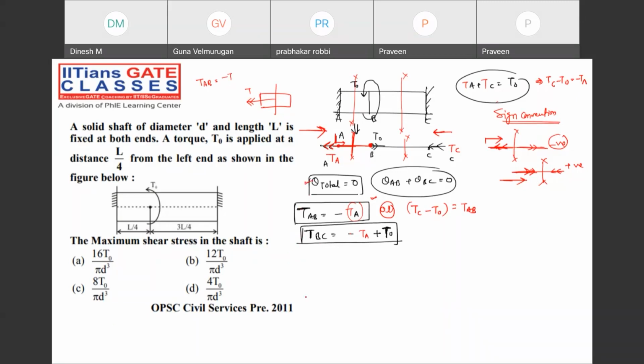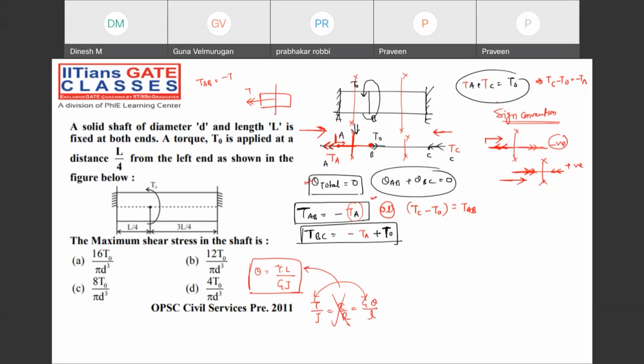What is the theta value? What is the theta formula? TL divided by what? GJ. Sir, how? Here torque is given, length is given, J is given, G is given. From the torsion equation, T by J equals tau by R equals G theta by L. Forget about tau, equate these two, and you will get this value, because there is no role of tau. So that's why theta will be TL divided by GJ.